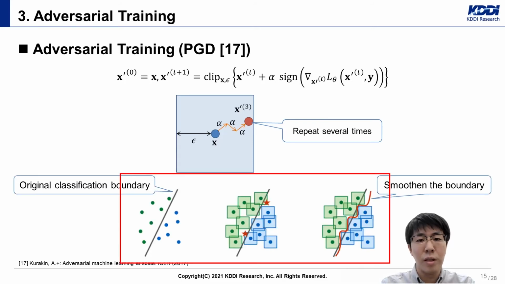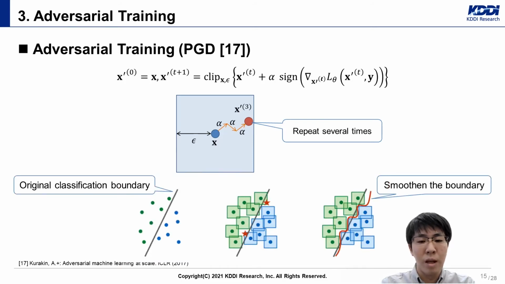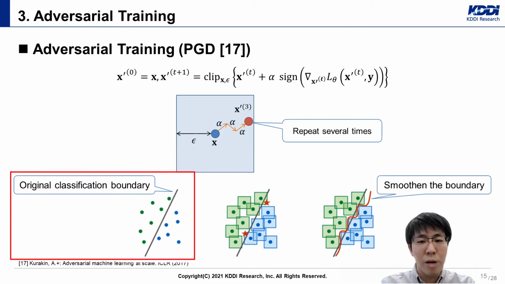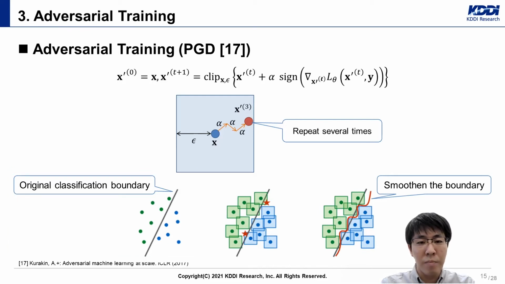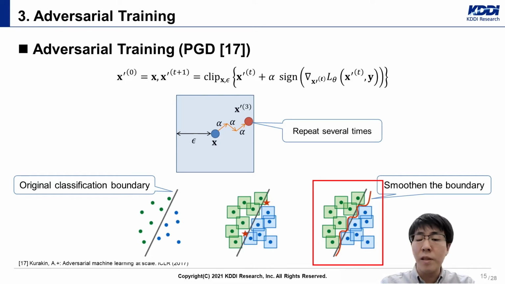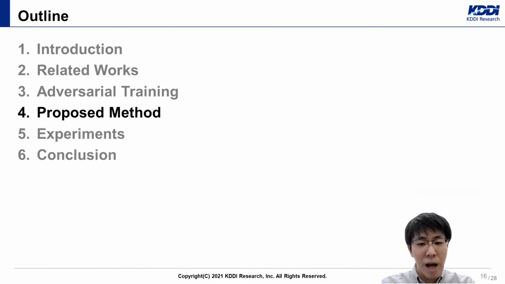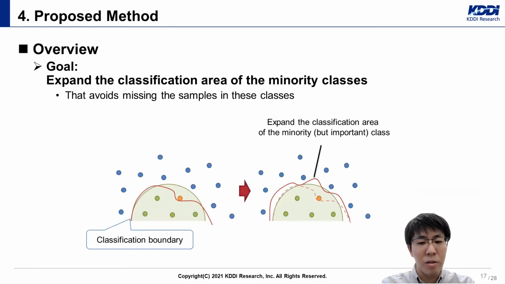This figure shows the classification boundary. The original classification boundary is a straight line. With adversarial examples, each sample may move up to epsilon. Finally, the classification boundary becomes smooth along the part of the samples. Next, I will show the proposed methods.